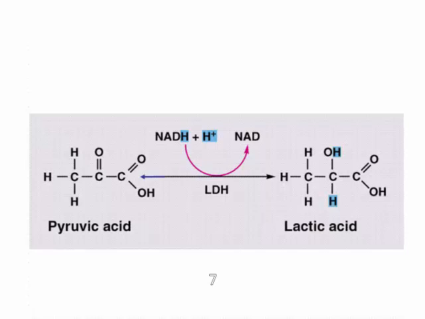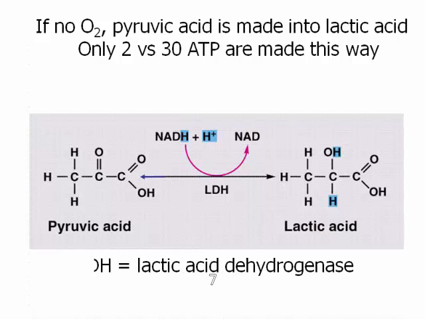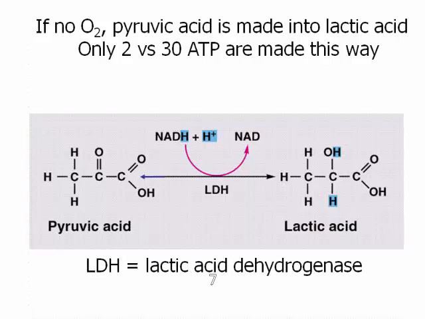So we learned about this in lab. Do you remember what LDH stands for? This is called lactate dehydrogenase. So this says if no oxygen, then the pyruvic acid is made into lactic acid and you only get 2 versus 30 or 30-something ATPs made this way. Okay, so not a very good deal because you only go through glycolysis, right? You never make it to the citric acid cycle and electron transport system. There's the LDH, lactic acid dehydrogenase or lactate dehydrogenase. Either word's fine.